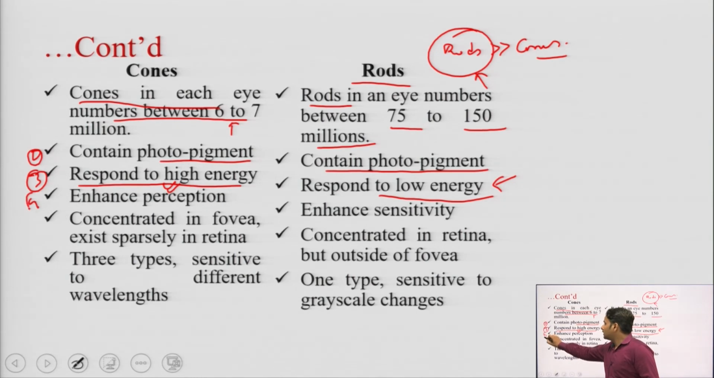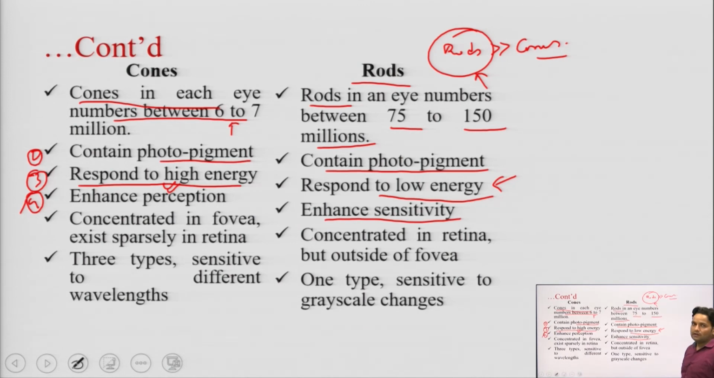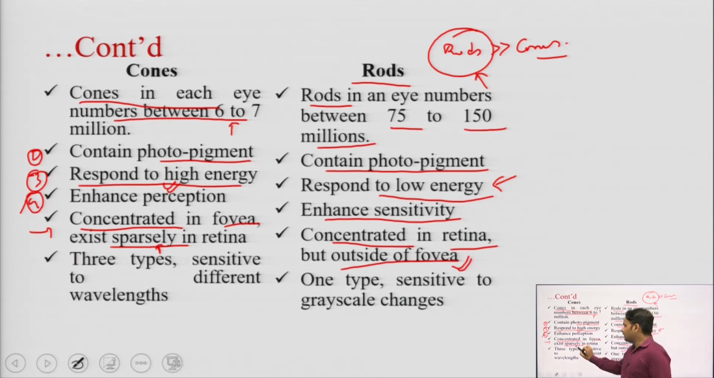Now, another point, enhanced perception: if we talk about rods, they enhance sensitivity. Another point: cones are concentrated in the fovea, while rods exist sparsely there. Similarly, rods are concentrated in the retina, but outside of the fovea. It is outside of the fovea, but sparse in the retina. It is very near to the retina, but outside of the fovea.